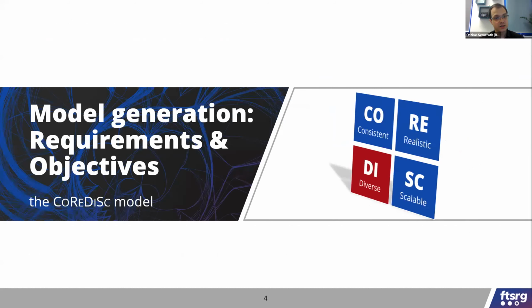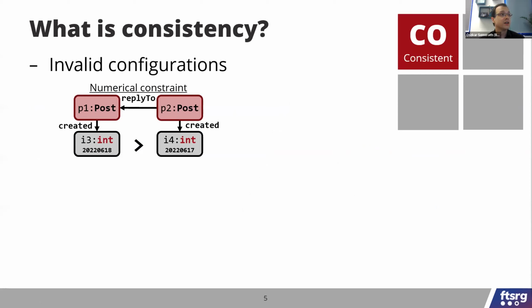In the following, I would like to present the characterization of such model generation. To characterize this ideal model generation or graph generation technique, we specified the core disk model, which consists of 4 properties, and I will try to quickly summarize our state of the art with respect to those graph generation properties. The first property is consistency. So what does this consistency mean?